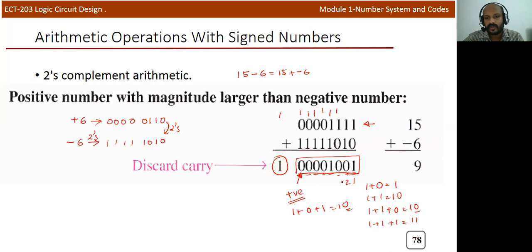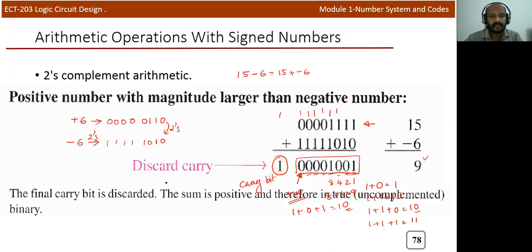So this is 1 2 4 8, which is equal to 9. So 8 plus 1 is equal to 9. So it is correct. 15 minus 6 is equal to 9. So whenever there is a carry, please discard this particular carry. Okay, this is a carry bit obtained after this addition. So finally we can conclude that the final carry bit is discarded, the sum is positive and therefore in true and complemented form.